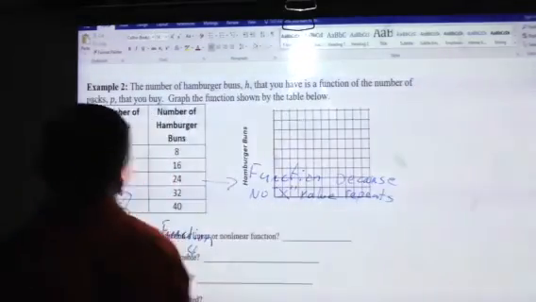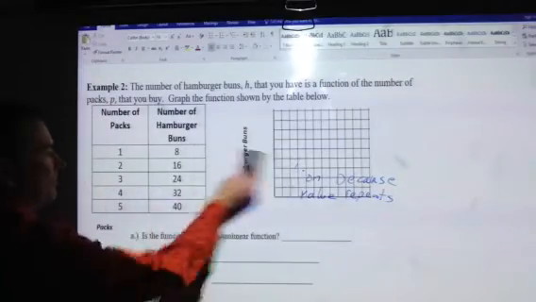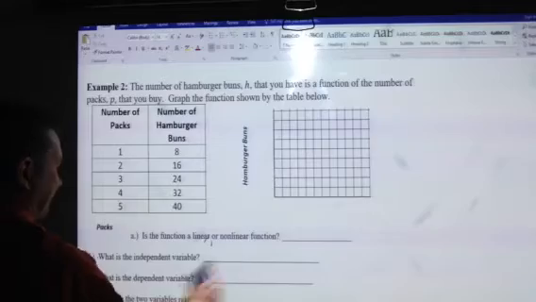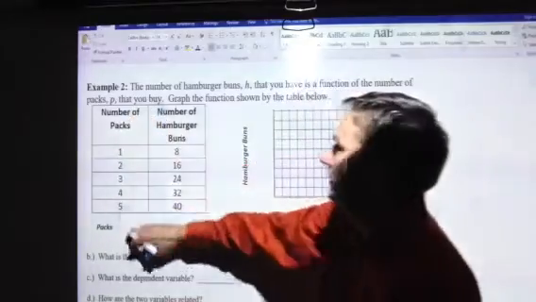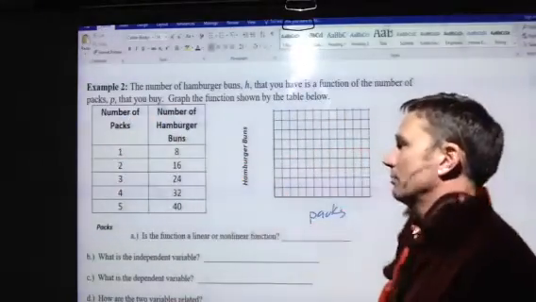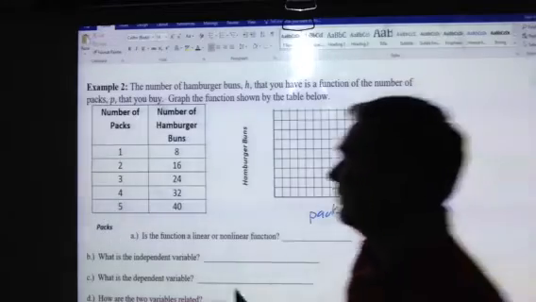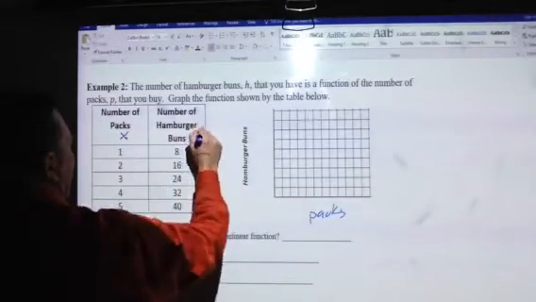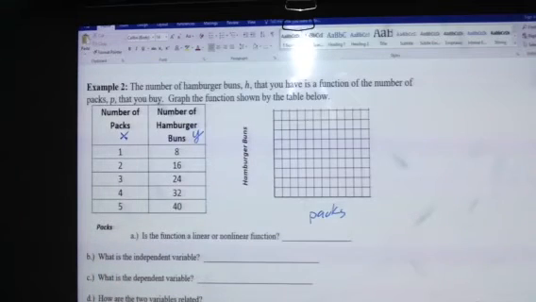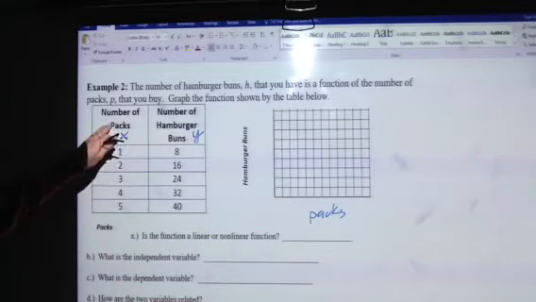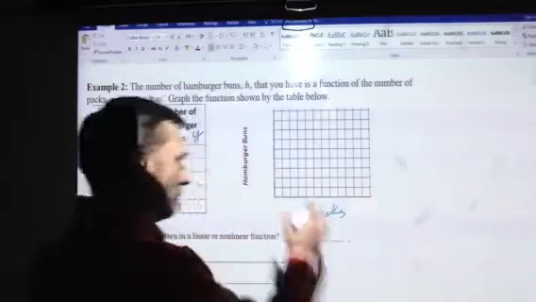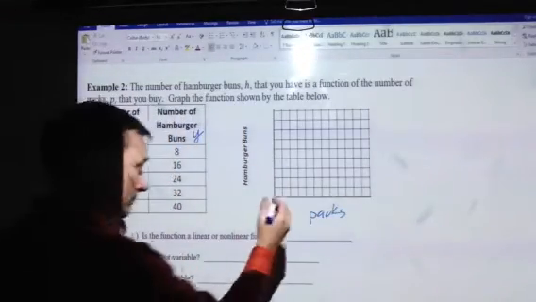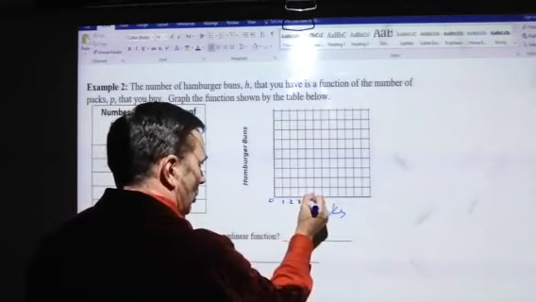Example 2. We want to start looking at graphs and seeing how these are related. So we look at this, number of packs, number of hamburger buns. When these are listed in a table, we go alphabetical order. This is X, this is Y. Now, as you can see, these are going up by 1s, these are going up by 8s. If we don't have numbers on our graph, we want to be creative. We're going to make the bottom ones going up by 1s.